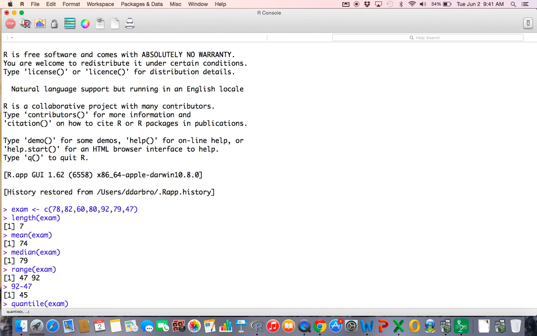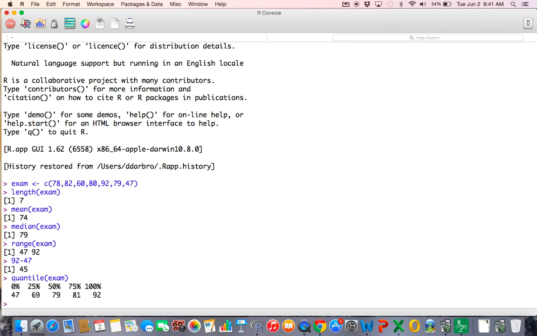No, I didn't misspell that. I spelled it that way intentionally. Quantile. You would think it'd be quartile, but it doesn't. Quantile gives you what you need. Okay.